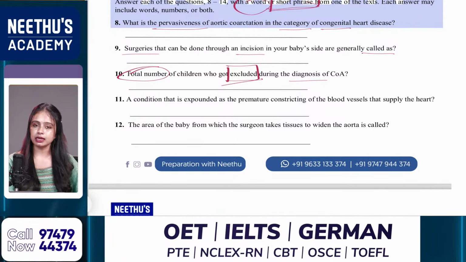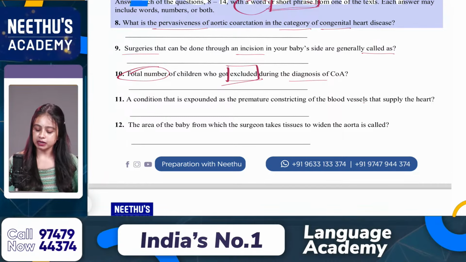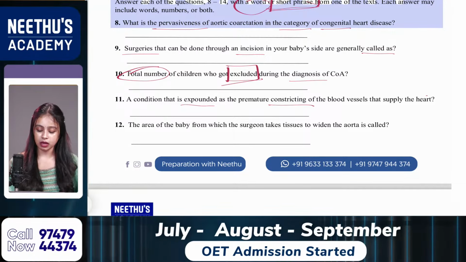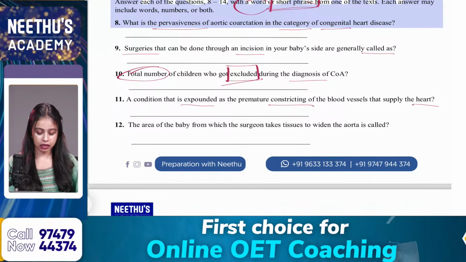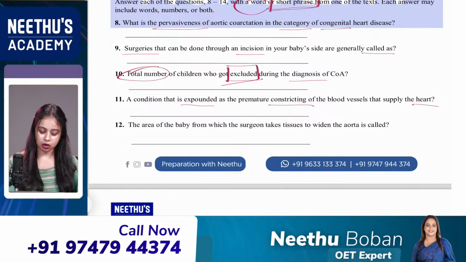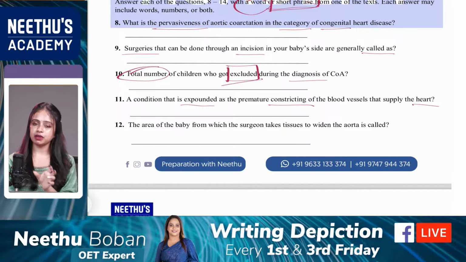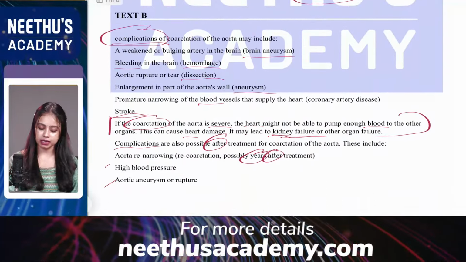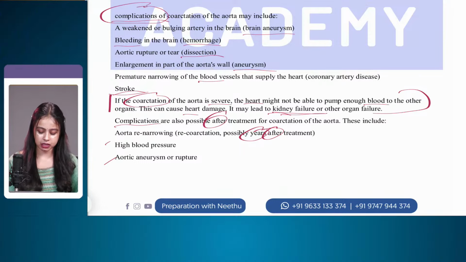A condition that is expounded, presented as premature constricting, which means decrease, of the blood vessels that supply the heart. So what is the correct answer here? What is the name of the condition? Any idea? Yes, it is CAD, or you can write coronary artery disease, because the abbreviation and the full form are both mentioned. So that is from text B. Answer should be CAD. And where is it mentioned in text B?